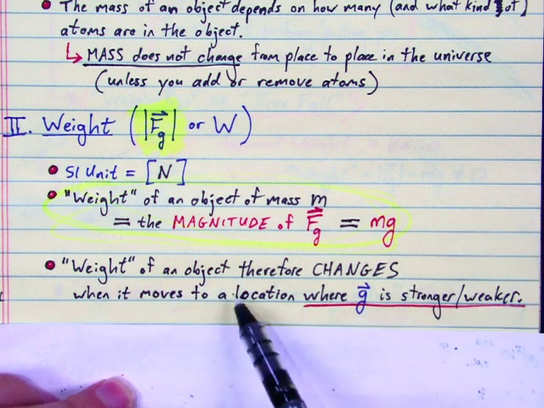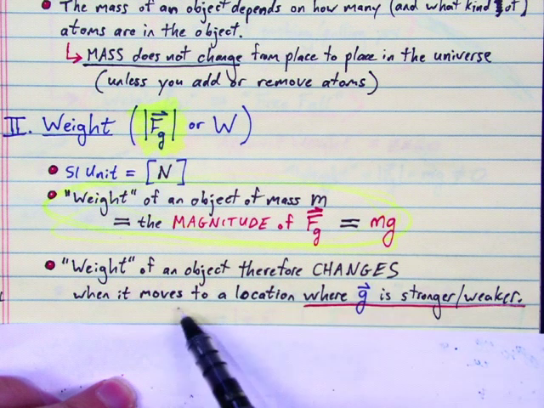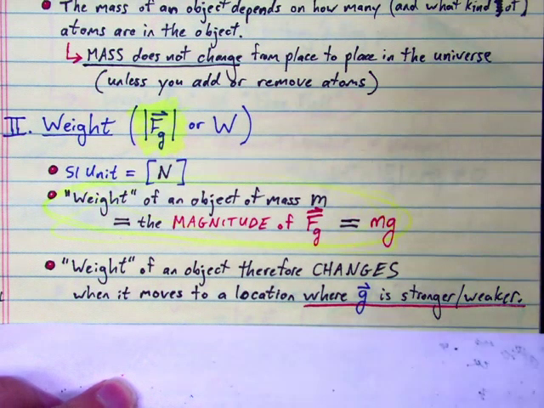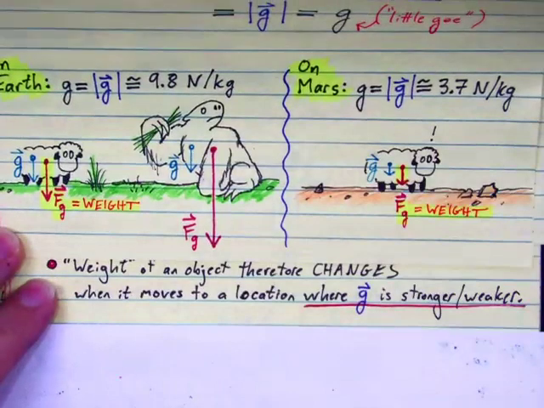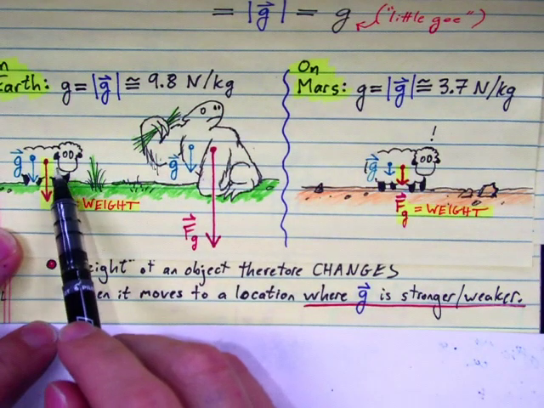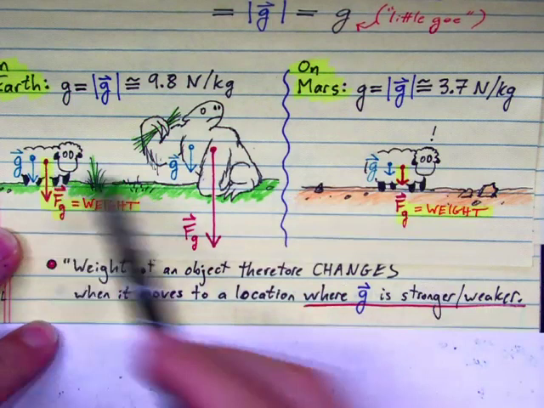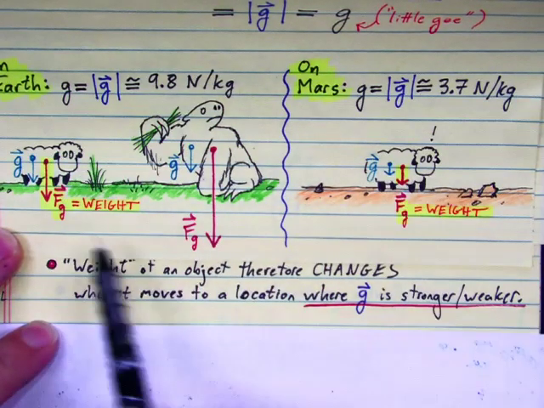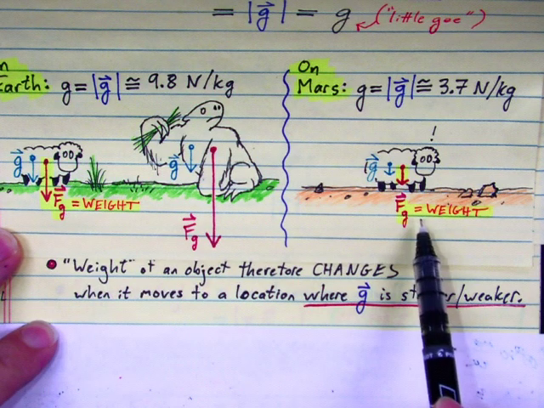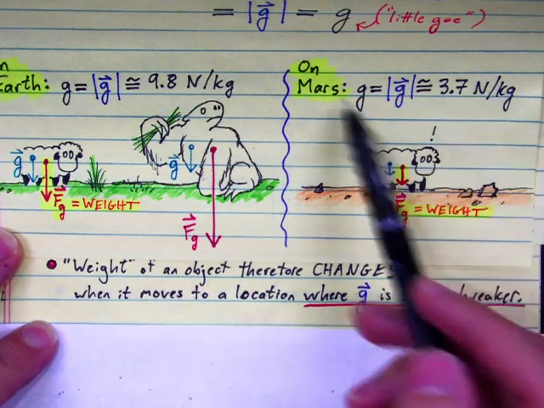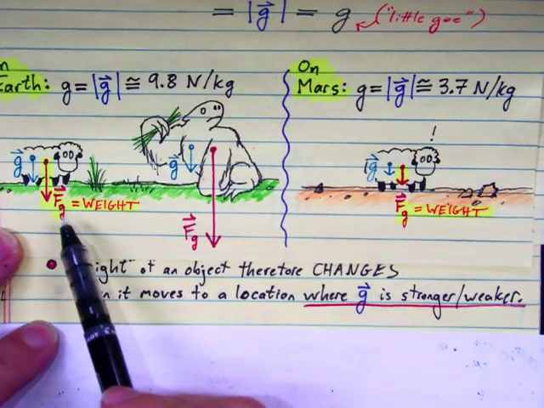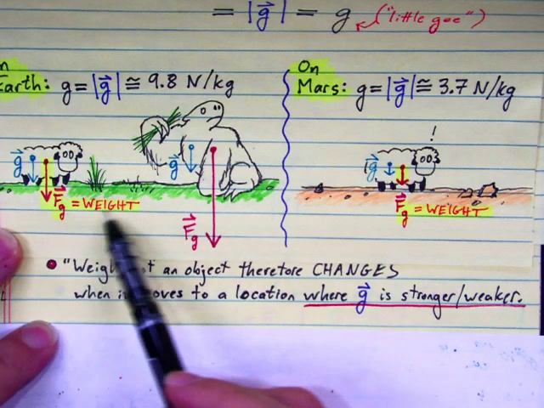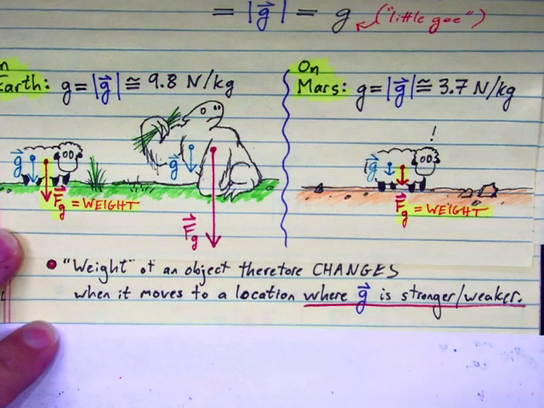And the weight of an object therefore changes when you move the object to a location where the gravitational field is stronger or weaker. As with our sheep here that we took from the planet Earth to Mars, the mass of the sheep stayed the same, the same number and type of atoms in the sheep, but its weight went down when it went to Mars because the gravitational field on Mars is weaker than it is on Earth. Therefore, the force of gravity on Mars is weaker than the force of gravity on Earth, and weight means the magnitude of the force of gravity.